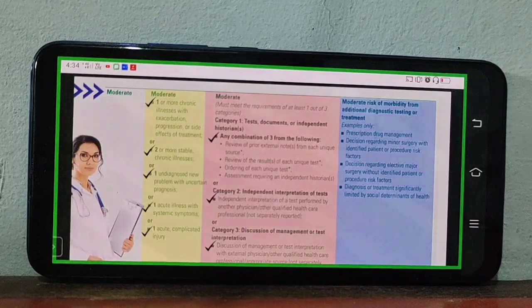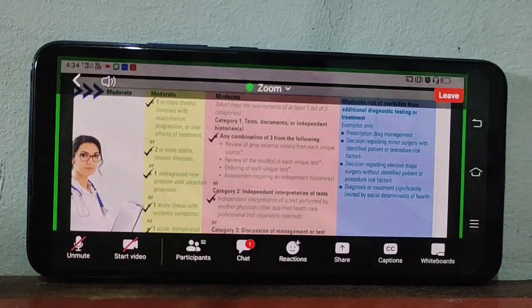Remark number 2. After taking the decision for minor surgery, the risk factors are also discussed with the patient.